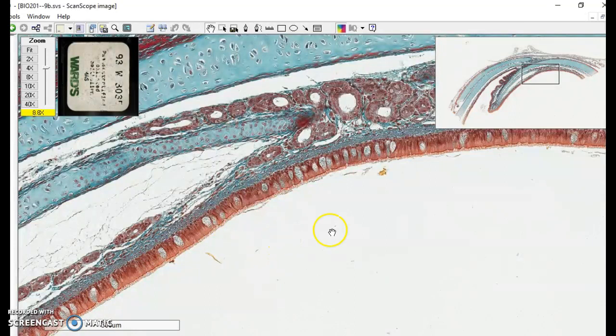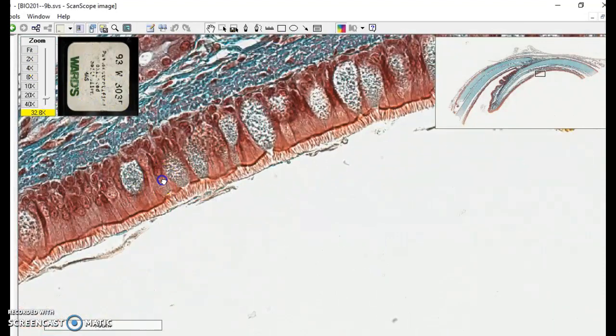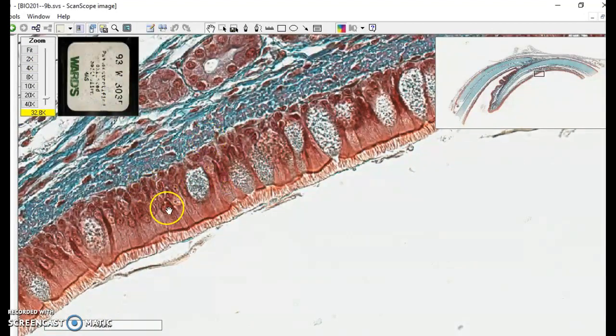This, again, is the middle of the trachea, the lumen of the trachea. So this is the tissue that's lining the trachea. This would, again, be the basilar side of these cells. This is the apical side of these cells. So let's get a little bit closer. And what we see is basement membrane. We see these characteristic cilia.